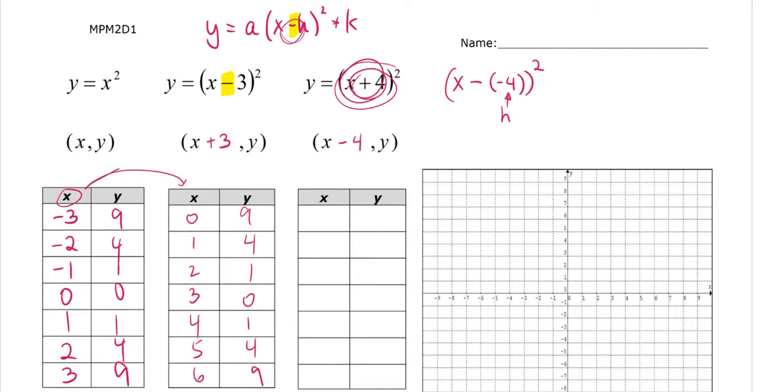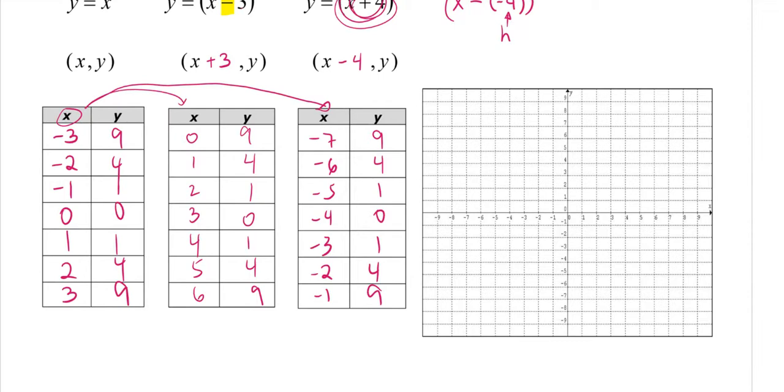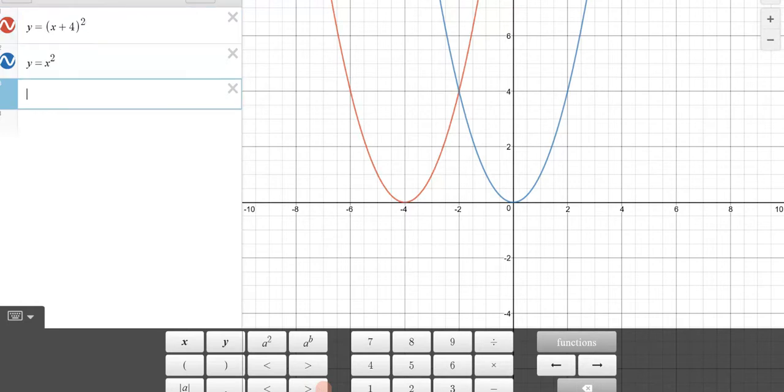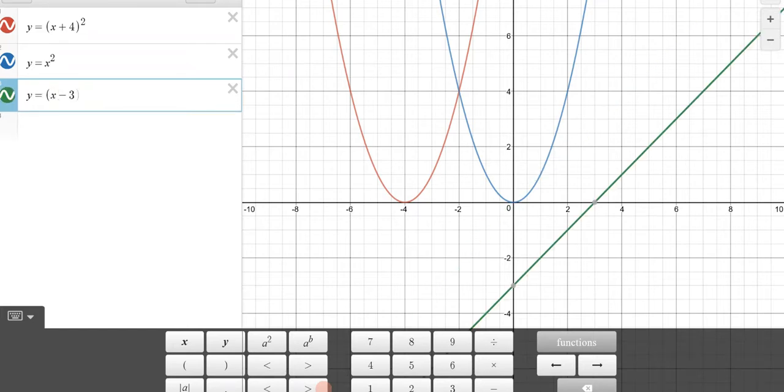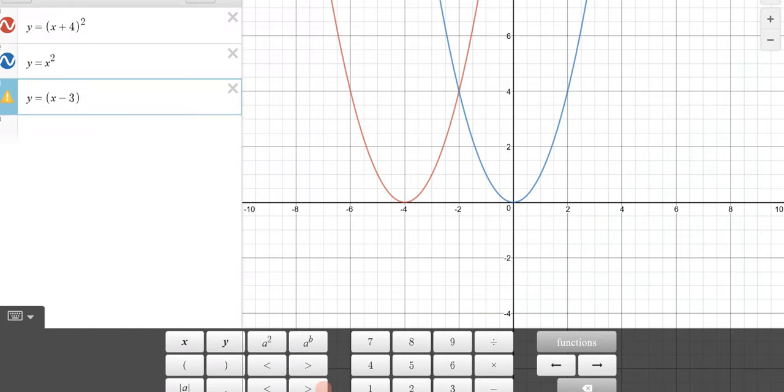So for my base graph, these x coordinates get transformed by subtracting 4. So negative 7, negative 6, negative 5, negative 4, negative 3, negative 2, negative 1. And the y values stay the same. Okay, and you can also plot these points in the graph, and you can draw your graph. I'm just using Desmos to illustrate them. So here's the first graph again, (x minus 3) squared. Okay, and you can plot these 3 graphs in your notes.